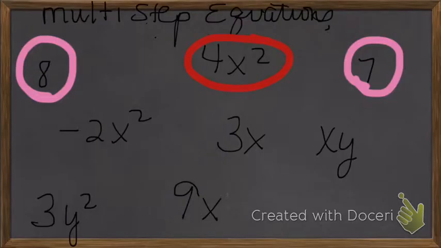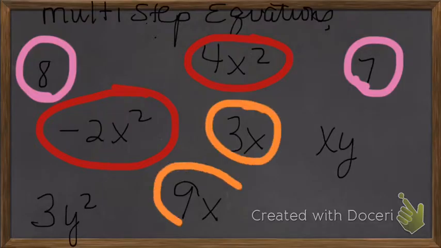So we get 4x squared. What is it alike? The variable and the exponent need to be the same in order for things to be alike terms. So there's another x squared. Together that would make 2x squared.